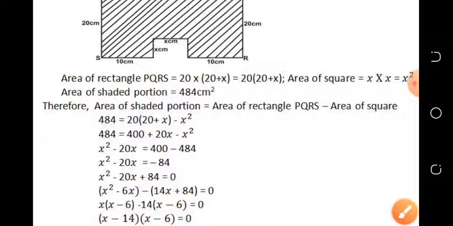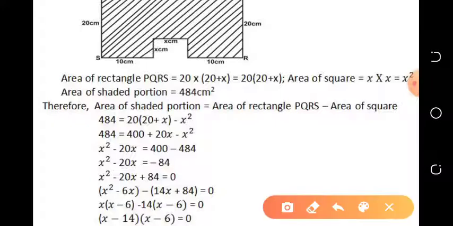Now, how do you go about that? You look at the constant term. You know, the constant term is a term that does not have an unknown attached to it. You know, x in this expression represents the unknown. So 84 here is constant. You look for two numbers that their product will give you 84 and their sum will give you minus 20. Now, how do you get those two numbers?